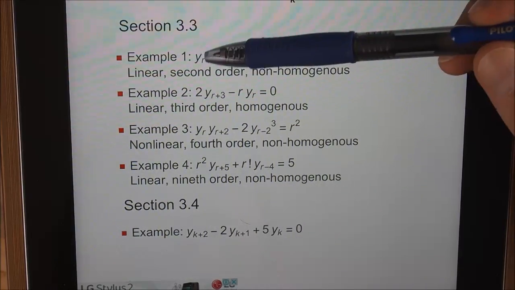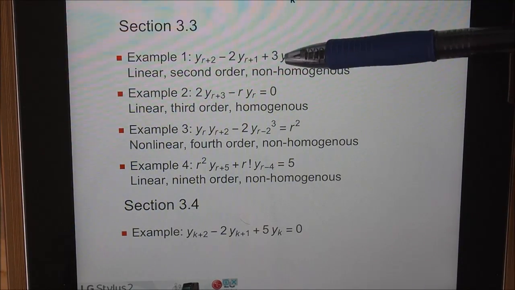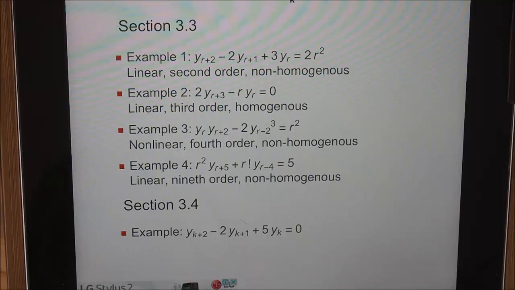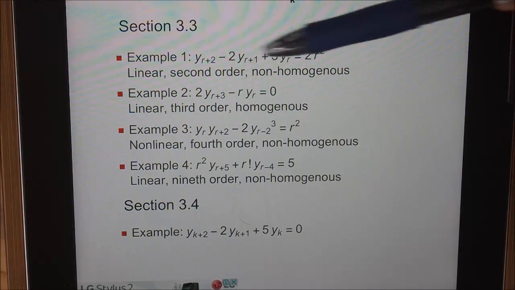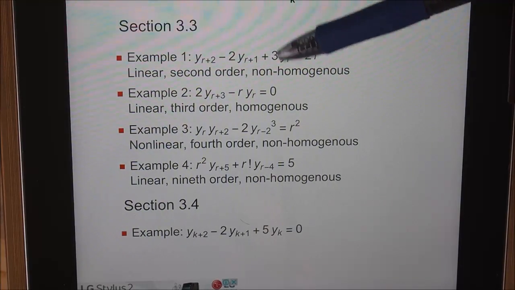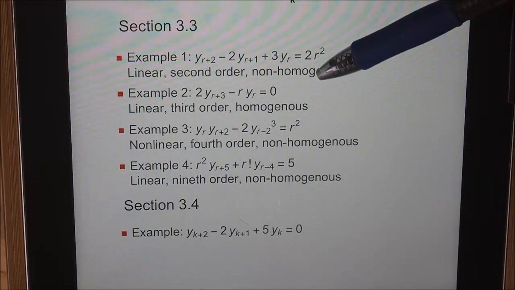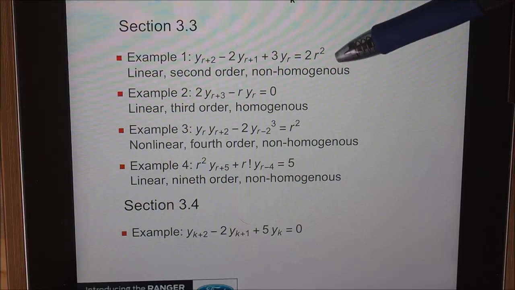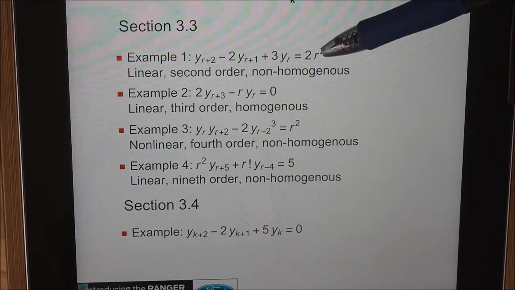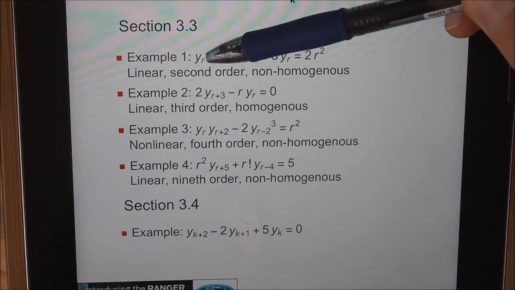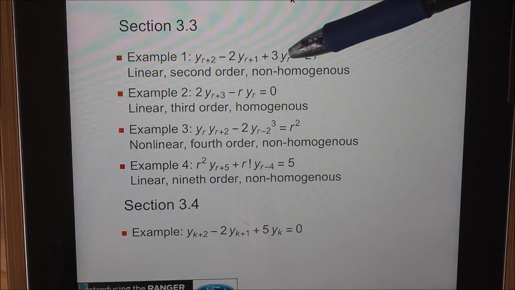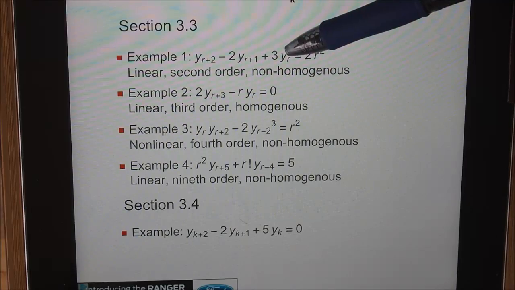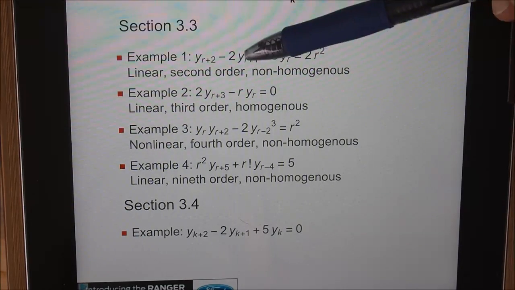This one is linear because each of these terms only appears once. Each of the dependent variables y only appears once in each term, so there's no multiplication of y's. The r does appear as r squared, but we don't care about the r because it's the independent variable. It's second order because r+2 to r+1 is 1, and then r+1 to r is the second interval. So there are two intervals, so it's second order.